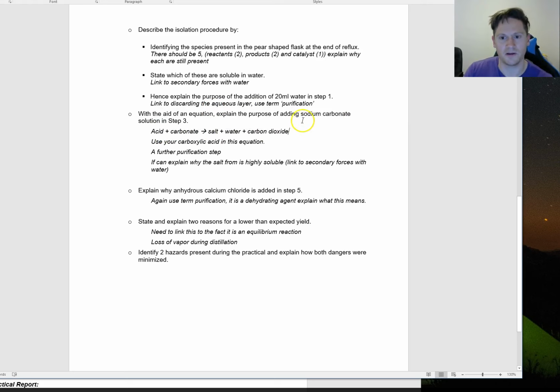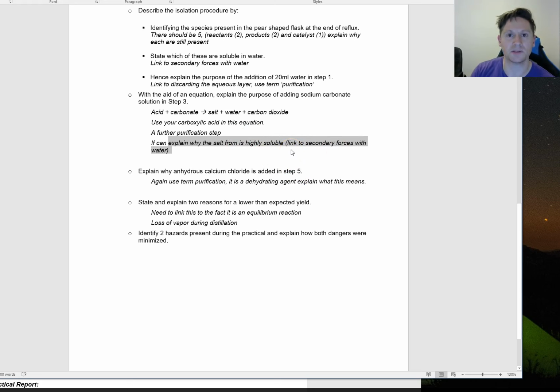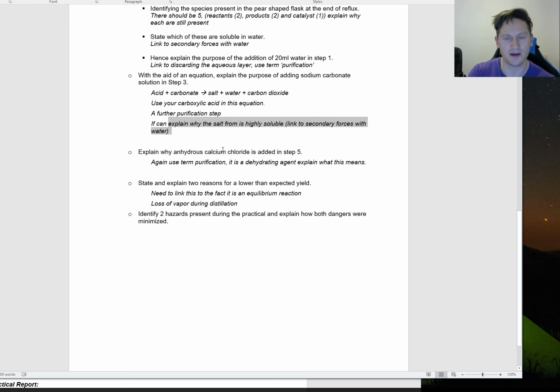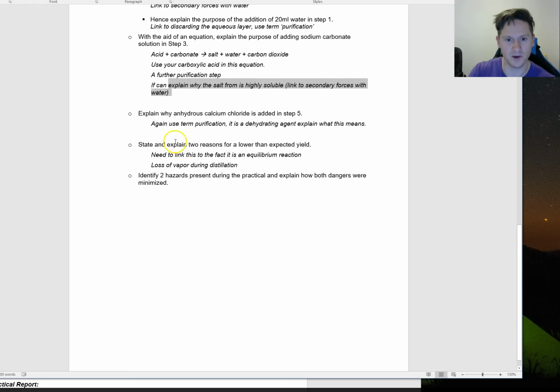Okay, so I'm talking about the sodium carbonate step here. So, you know, we've got our reaction happening here, what acid is reacting, you know, what salt's being produced, what happens to that salt, does it stay in the aqueous layer, all that kind of stuff. All right, use your carboxylic acid, why the salt is highly soluble, so you can talk about dissociation, ion dipole interactions there. You know, why does that salt not solidify? Why doesn't it precipitate? So we can talk about some solubility stuff there as well.